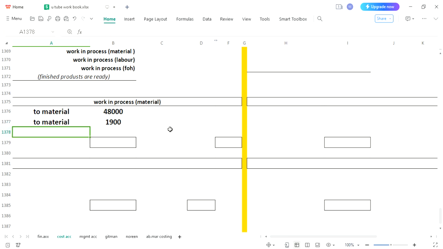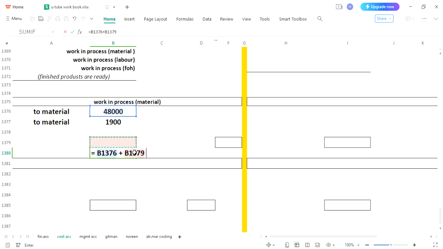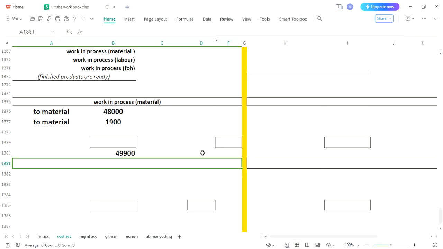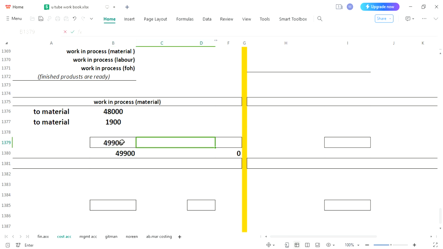The ledger has been completed. It's time to balance it. For the balance, you will take the total of both sides. First, the total of the debit side would be put over here, and similarly you will calculate the total of the credit side. As you know, nothing is mentioned over here, so the total would be 0. Second step is to see which total is the larger sum. The larger sum is 49,900. You are going to put 49,900 on the total of both sides.